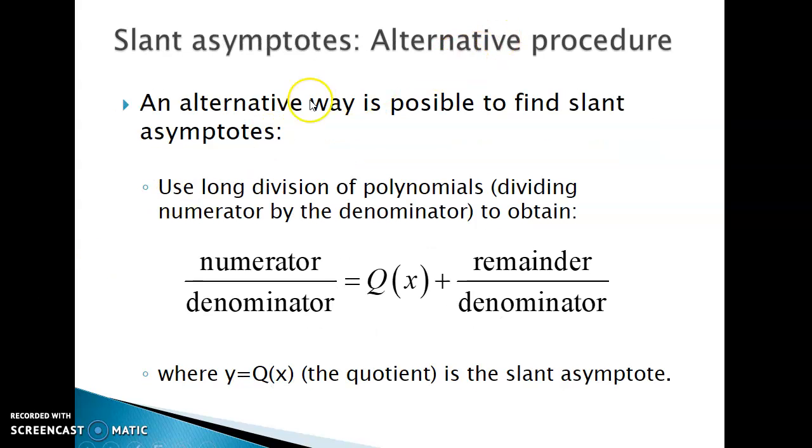The alternative procedure to find a slant asymptote is using long division of polynomials. I'll show you an example in a moment. That is, divide the numerator by the denominator, to obtain what? Well, the division. Numerator divided by the denominator equals a certain quotient, which is going to be a function, plus the remainder over the denominator. That happens if you divide. So in this case, the quotient, this expression that you find, is going to be the slant asymptote directly.